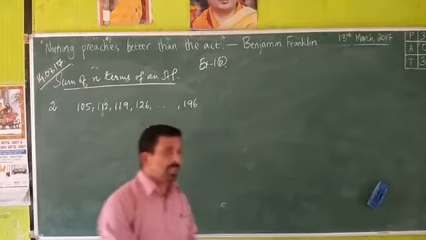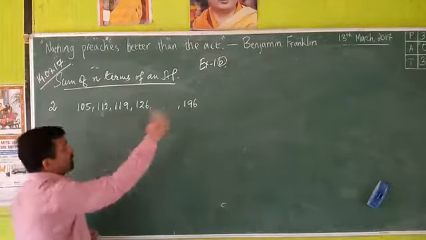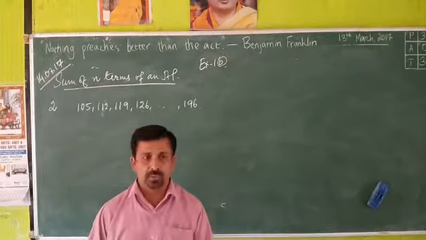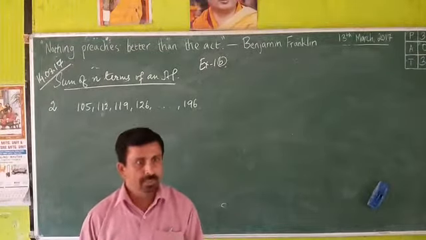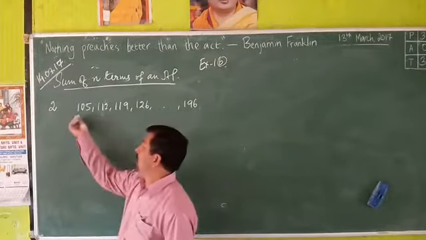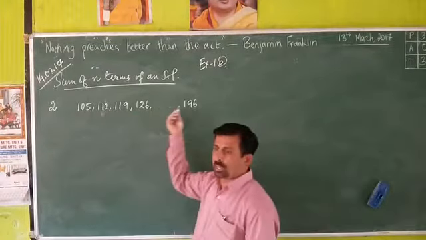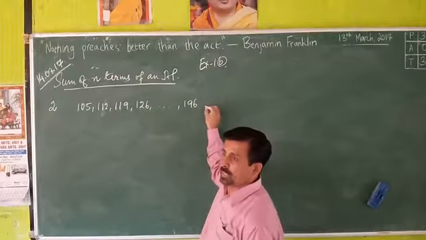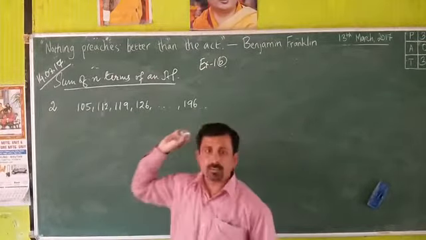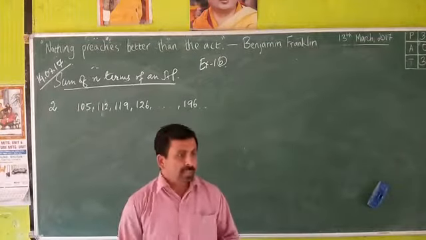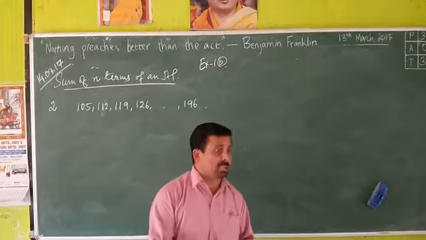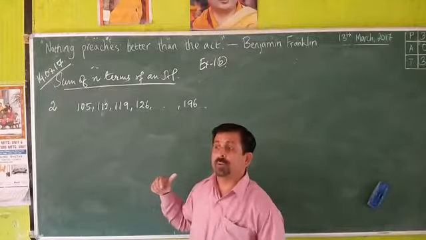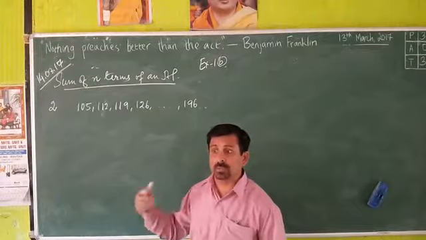Yes. So here I have already written all the terms which are divisible by 7 between 100 to 200. I have 105, 112 and so on, and the last multiple of 7 is 196. Now the beauty of this question is that we also have the last term, so we have an advantage. Now we can go for formula number 2.